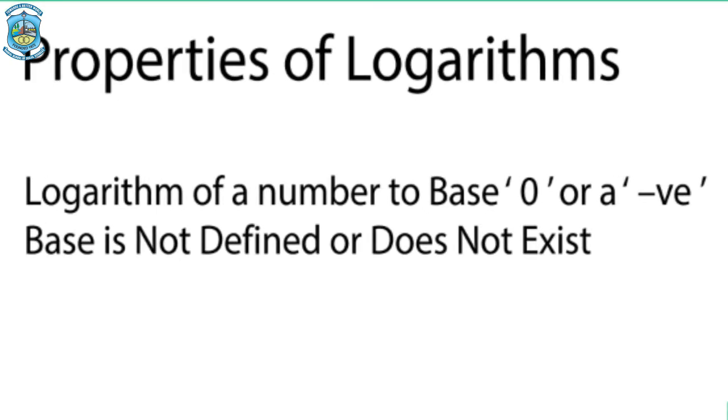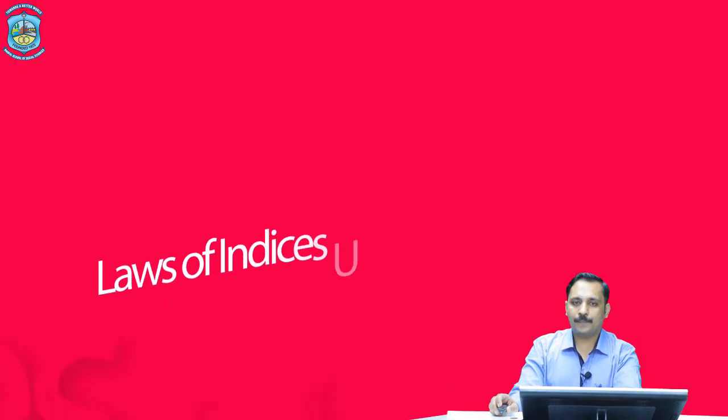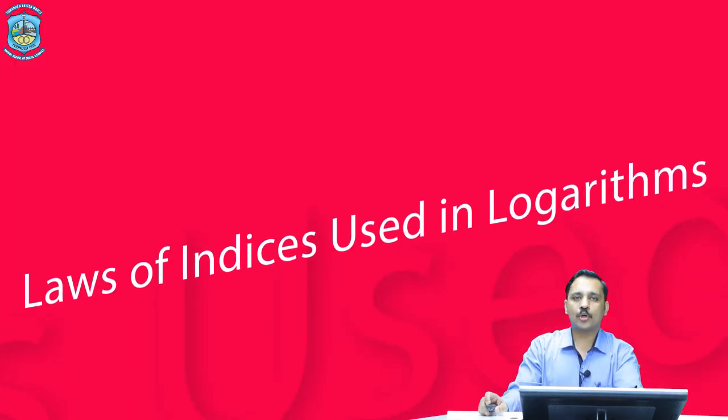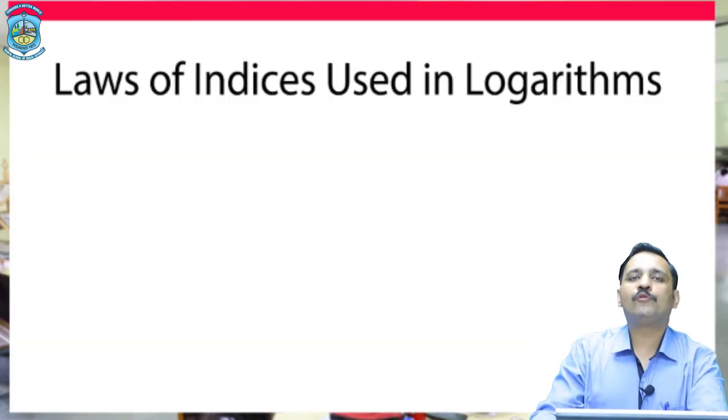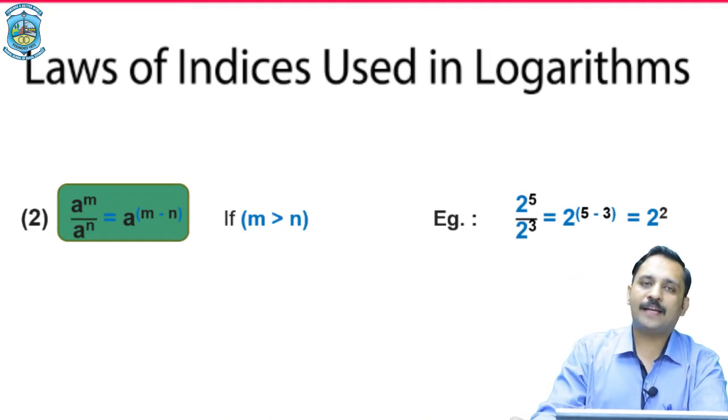Next property. If a and b are positive real numbers not equal to 0, then b raised to power log of a to the base b is equal to a. Okay? Let us see some laws of indices that are useful in logarithms. Indices are nothing but index or powers. For example, if we have 2 raised to power 3 multiplied by 2 raised to power 2, since the bases 2 are same, we can add the powers, so we have the answer as 2 raised to power 3 plus 2, that is 5.